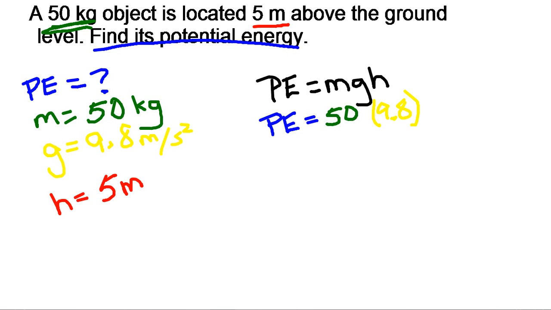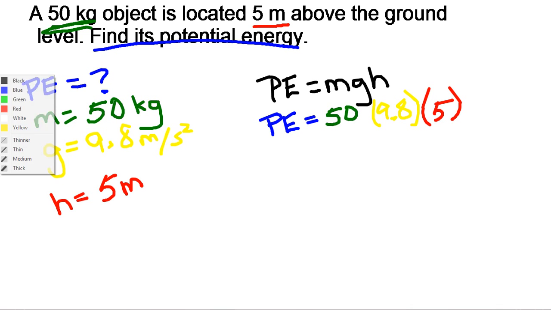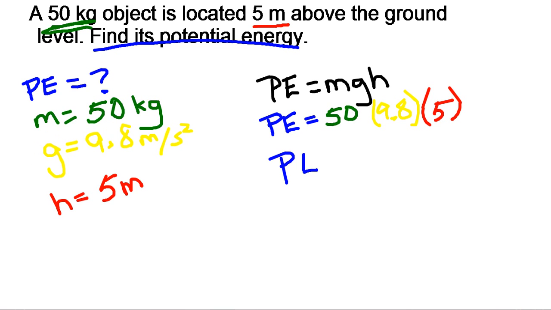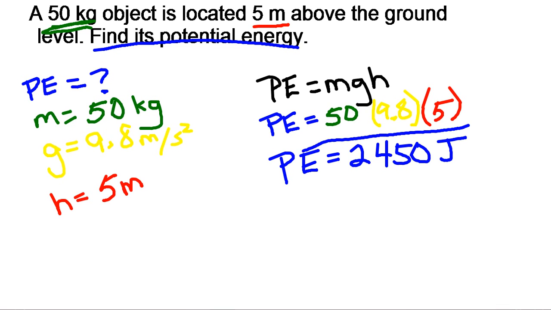And our height, h, has a height of 5 meters. I'm going to take these numbers and plug them directly into my calculator, and I'm going to find out that my potential energy equals 2,450. Am I done? No, of course not. I don't have any units here. Remember that a unit for energy is the capital J, which stands for joules.